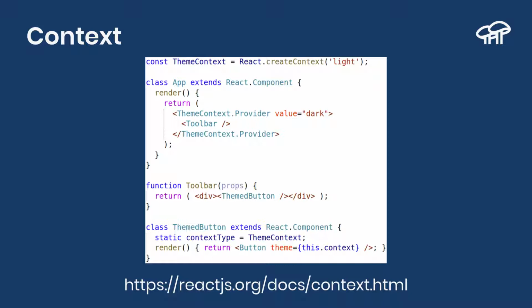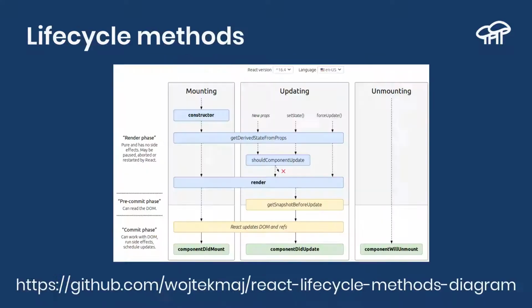Context is you define the context at the top, and then with some syntax, you can use it at the very bottom without passing the props all the way through. This is how context works with class components. Again, there is a new pattern called hooks that is way simpler than this. This is just an example.